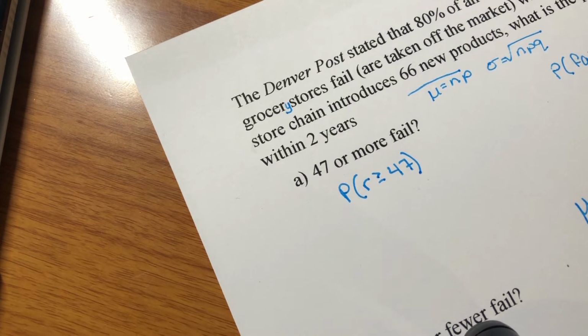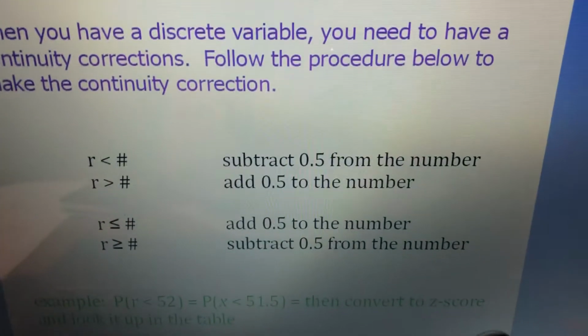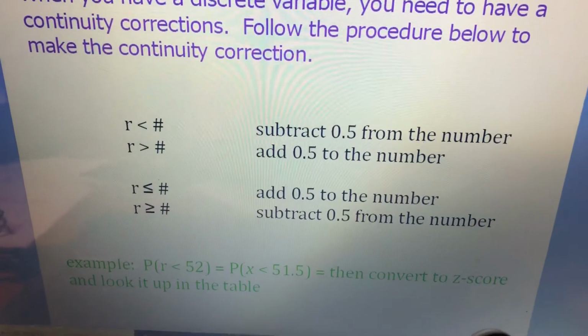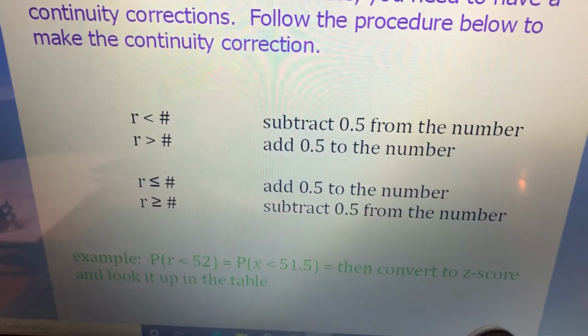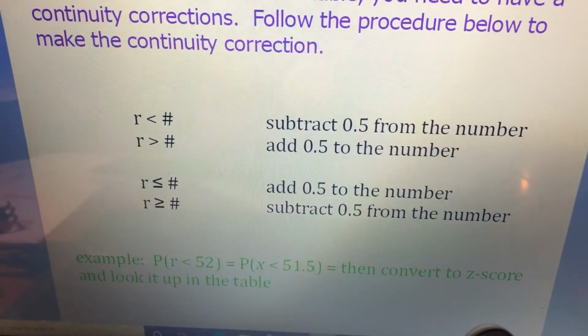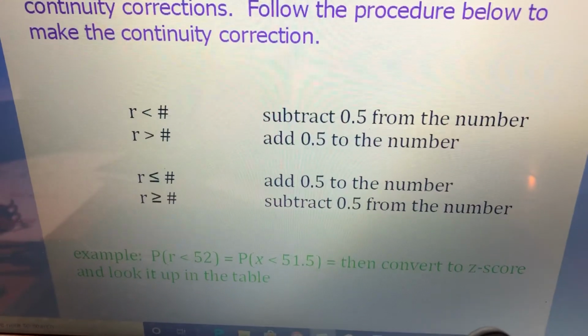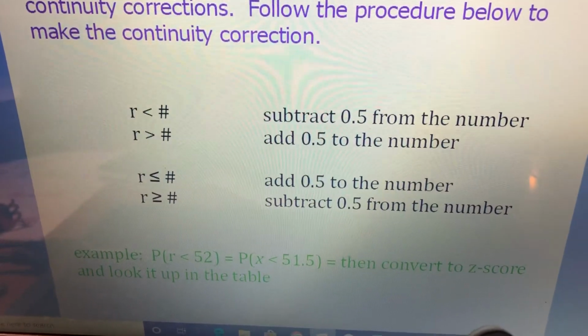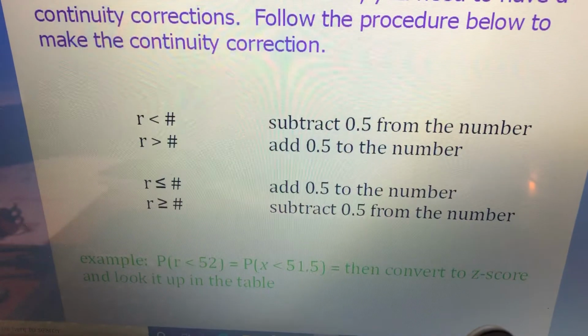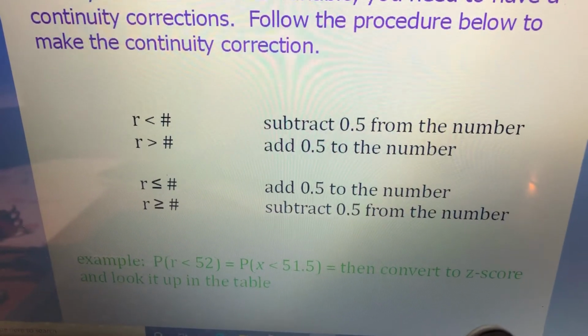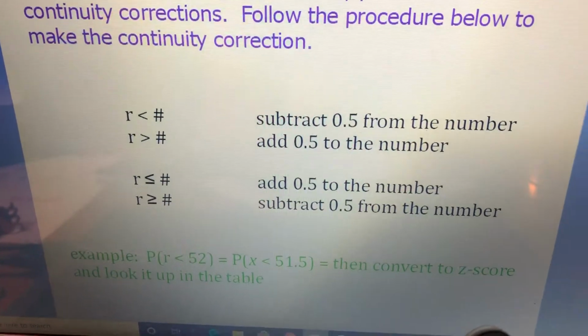So let's see if I can pull up that chart real fast. I'm going to see if you can see this. We have this chart right here that talks about what we do when we have that. You'll have to refer to your notes if you have that somewhere, which you should. But if not, pause it right now and write this down, because that's kind of a key essential when you do continuity corrections. So we're going to be utilizing that.